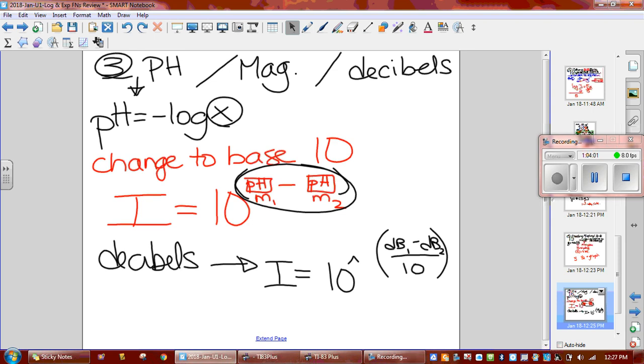And those are our three main types of problem solving. We'll get into those with more depth with actual problem solving questions that we will practice. This is the end of basic review for logs and exponential functions.